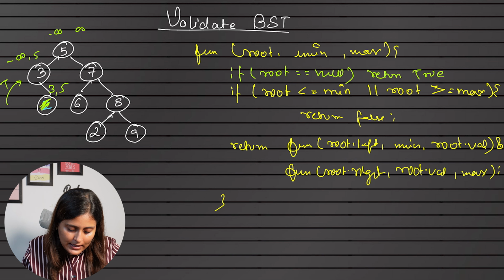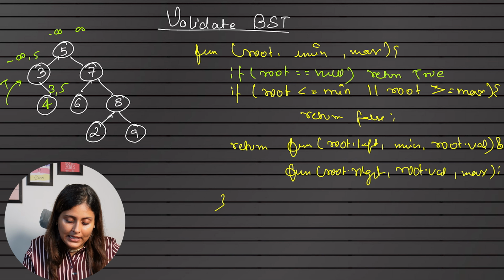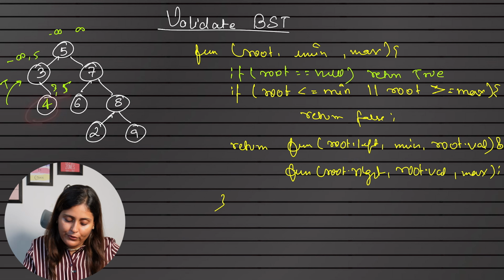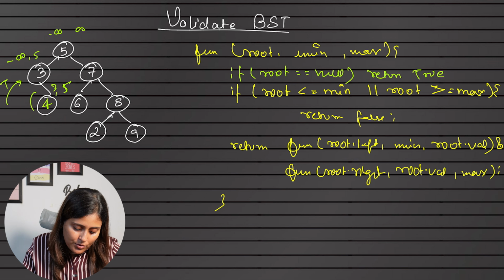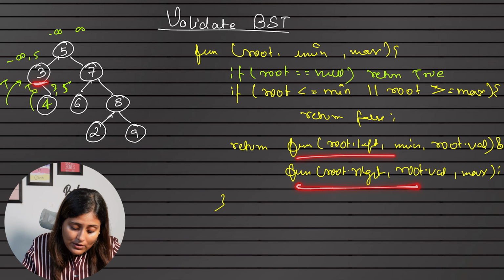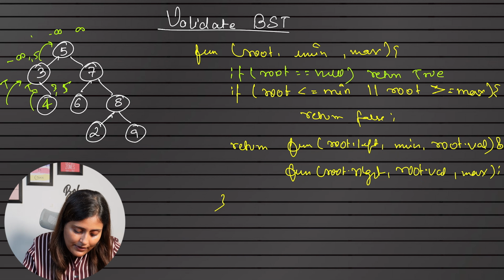Now let's say it was 4. Let's check another condition also. So this will be 3 to 5 only. And as the 4 lies between 3 to 5, obviously it will return true. Okay, so it will return true. Now for 3, left side is also true, right side is also true, so it will return true. So for 5, left side is true.